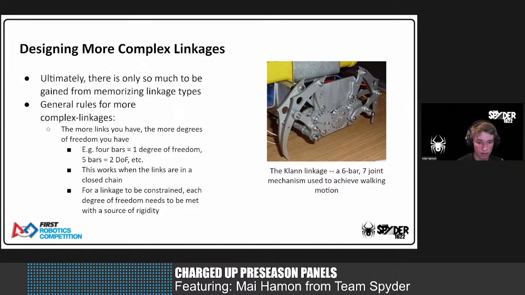An example of a linkage with 6 links and 7 joints is the Klann linkage, which I show here. The Klann linkage takes 2 degrees of freedom and converts it into a locking mechanism. It's the most common locking mechanism, although some locking mechanisms, such as on Spot, Boston Dynamics' robot dog, have as many as 4 degrees of freedom, which are all controlled with linear actuators.